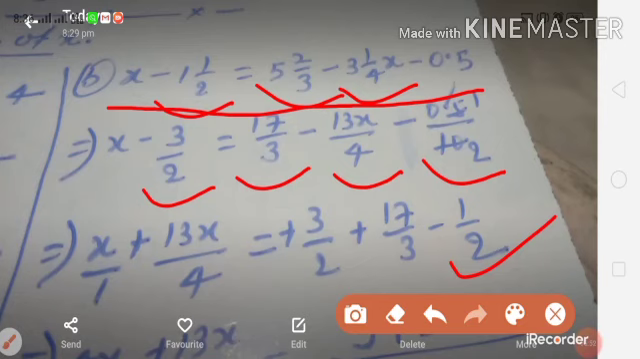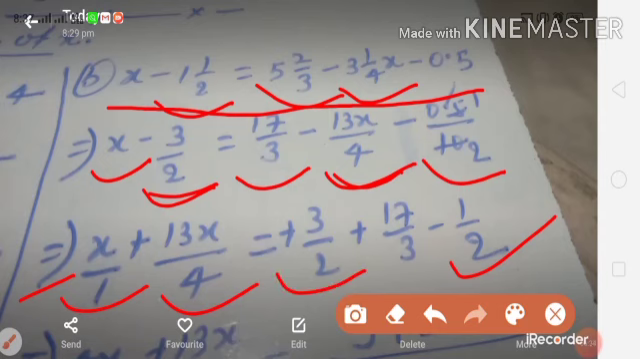And go for the next step. You know that first of all we have to write x on one side, on the left hand, and we see that x is in its own place, so there is no change of sign. 13x by 4 is after equal, so we change the sign and we write plus 13x by 4, and 3 by 2 is before equal, so we write plus 3 by 2 because its plus is changed, and 17 by 3 and 1 by 2 are on the right side, so we write them without changing sign because the plus is not changed.